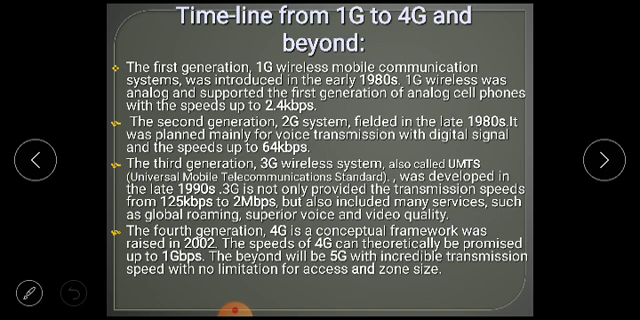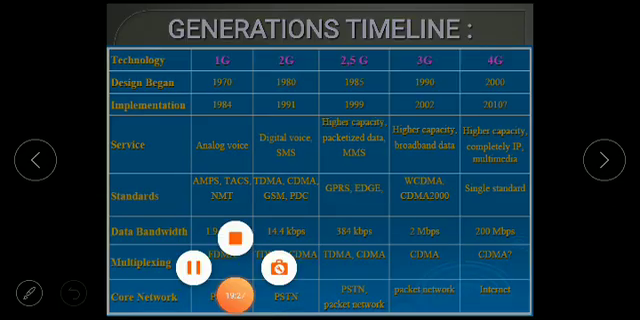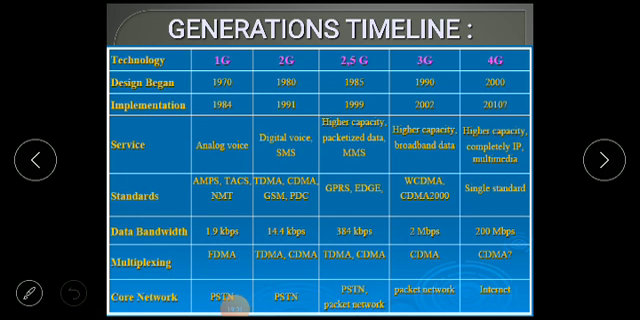And next we are going to compare all the generations, right? In this table, all the technologies have been given: first generation technology, second generation technology, third generation technology. In between there is a little improvement, called 2.5 generation technology, right? After 3G it is fourth generation technology, right? For the first generation, the design began in 1970, right? And it was implemented in 1984, that is the beginning of the 1980s, right? For the second generation, the design began in 1980, and it was implemented in the year 1991, right?